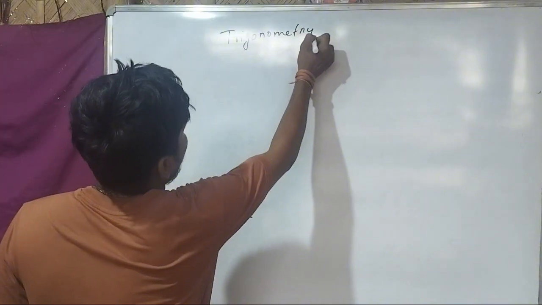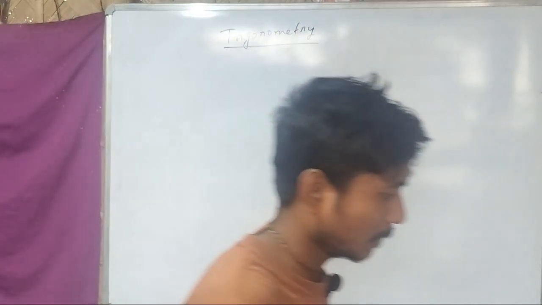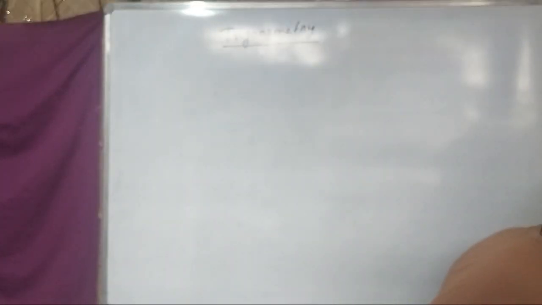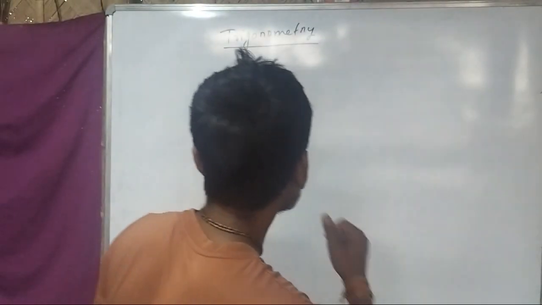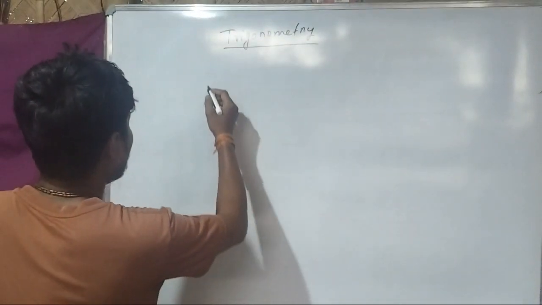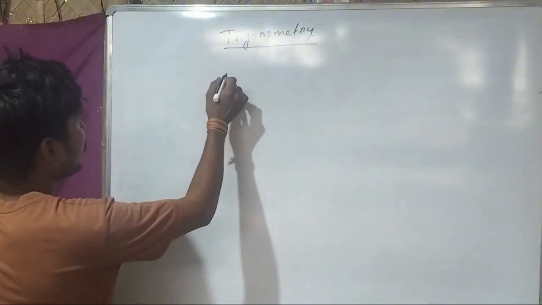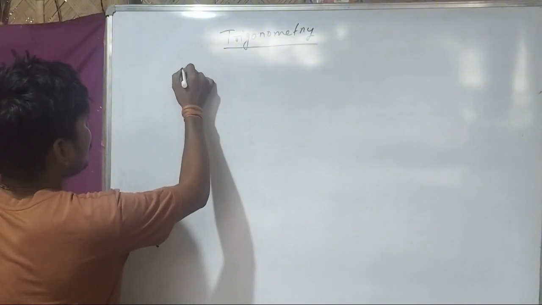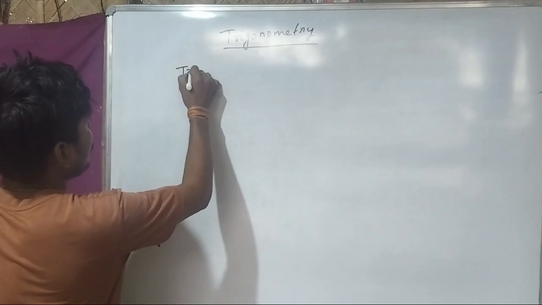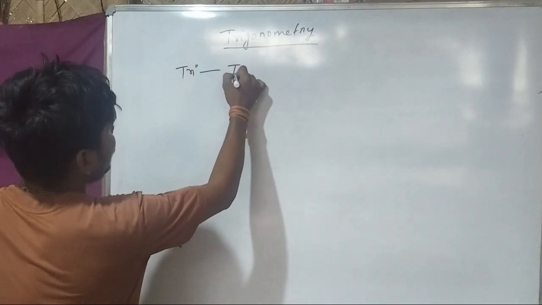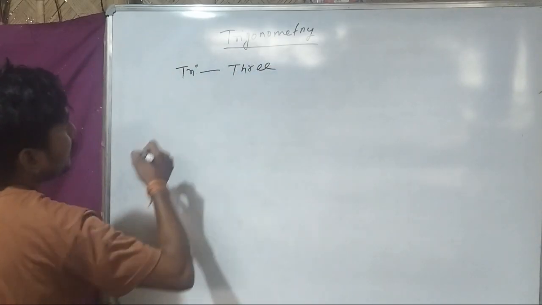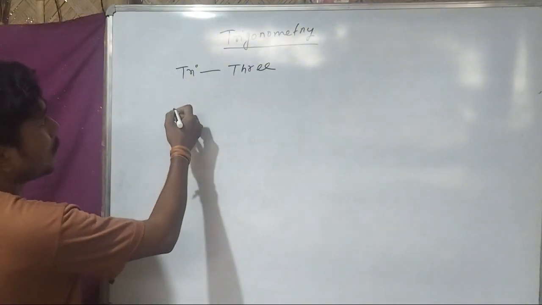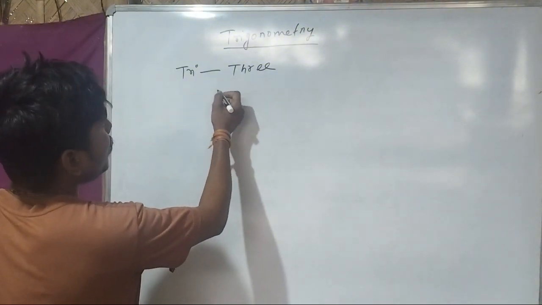First of all, you have to understand what is the meaning of this chapter. What does it mean by trigonometry? Sorry for the disturbance. First of all, you have to know the meaning of the word trigonometry. See, tri means three.